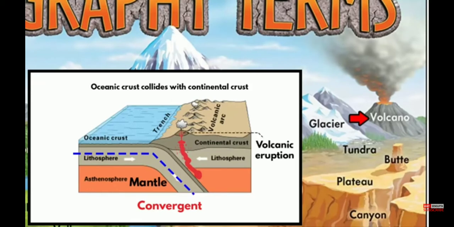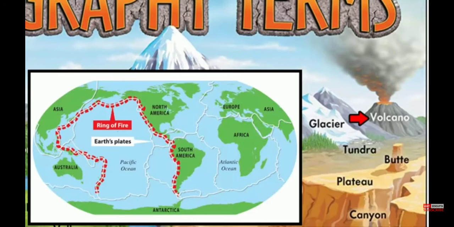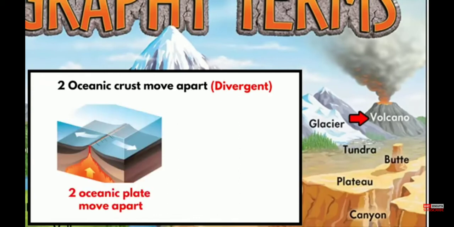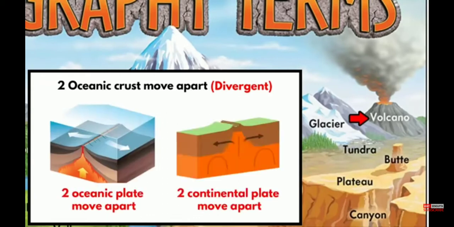A good example is the Ring of Fire in the Pacific Ocean. The Ring of Fire is a ring of volcanoes around the Pacific Ocean that result from the collision of oceanic plates with lighter continental plates. Now coming to the second scenario, when two tectonic plates move apart from each other, it is called a divergent boundary. It can occur between two oceanic plates or two continental plates.